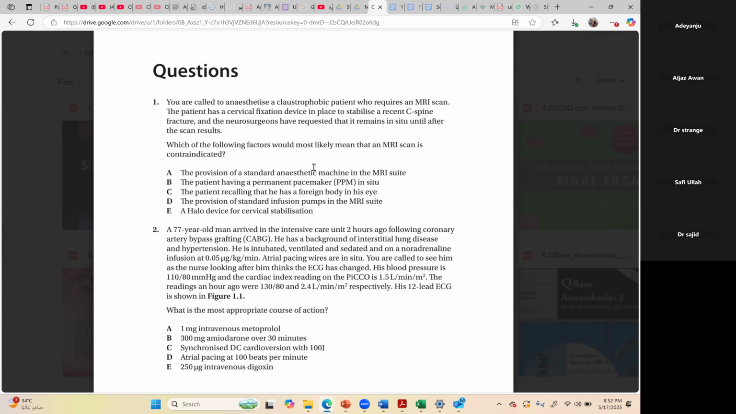Then the next point: the patient has a cervical fixation device in place to stabilize a recent C-spine fracture. Another learning point for you: in what conditions do you need cervical fixation? What are the different ways? There is a soft collar, there is a hard collar. How do you place it? Things related to that, and then you can also think about the criteria for cervical spine clearance, and how to manage the airway in cervical spine injury. These are learning goals.